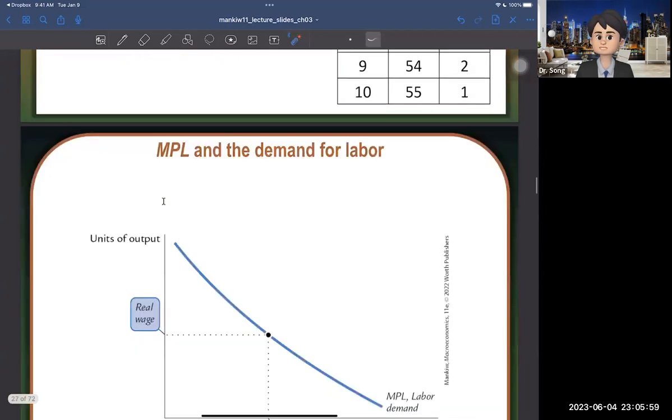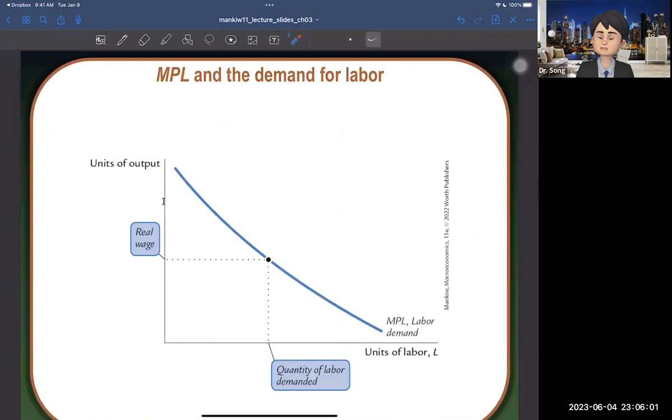So basically this MPL captures the demand for labor. MPL is large, that means that we have an incentive to have the workers, right? But MPL is small, the benefit is small, then we don't have the incentive to have the workers, okay? So that's why this MPL itself captures the labor demand, okay? So here, MPL, the benefit equals the cost, and the cost is the real wage, W over P, okay?